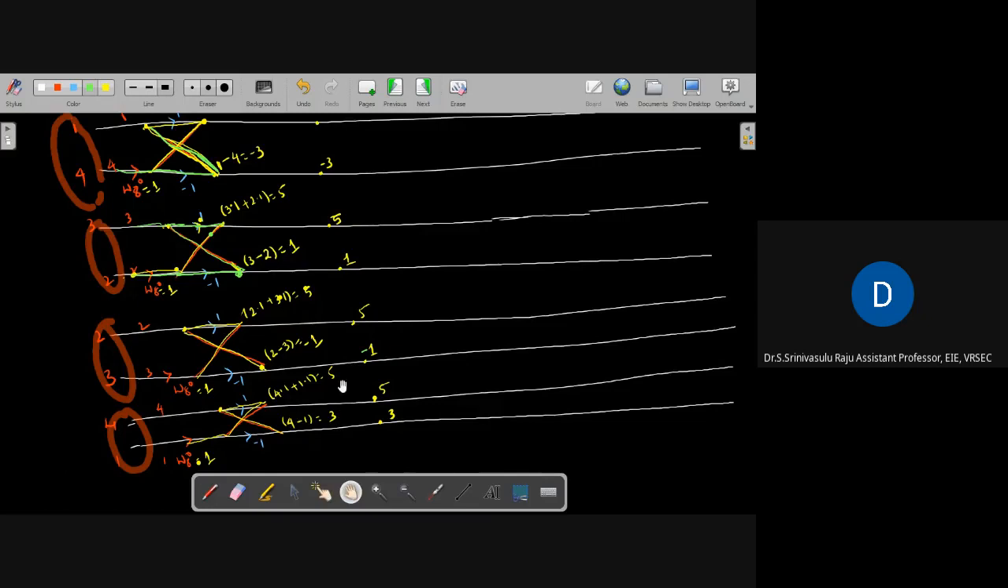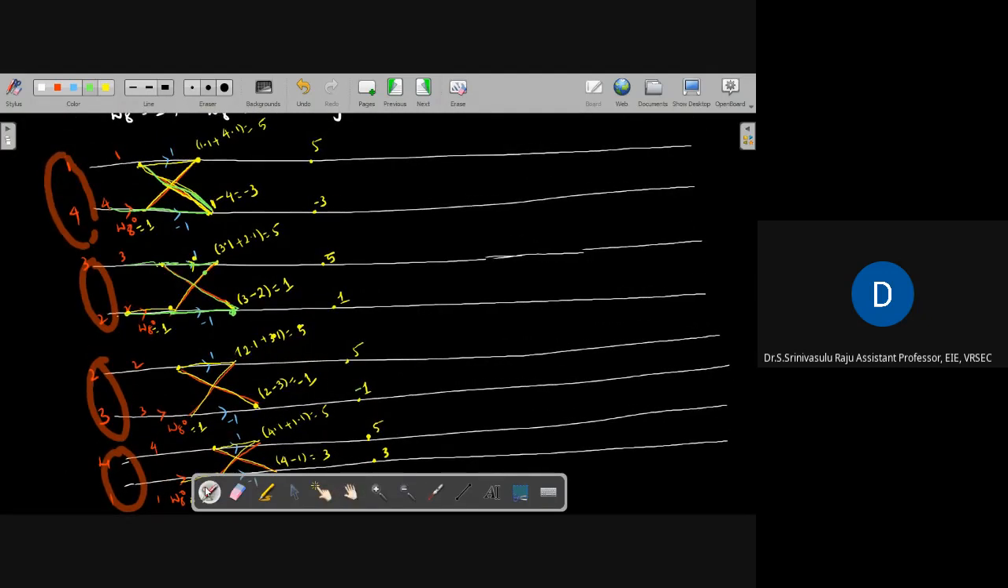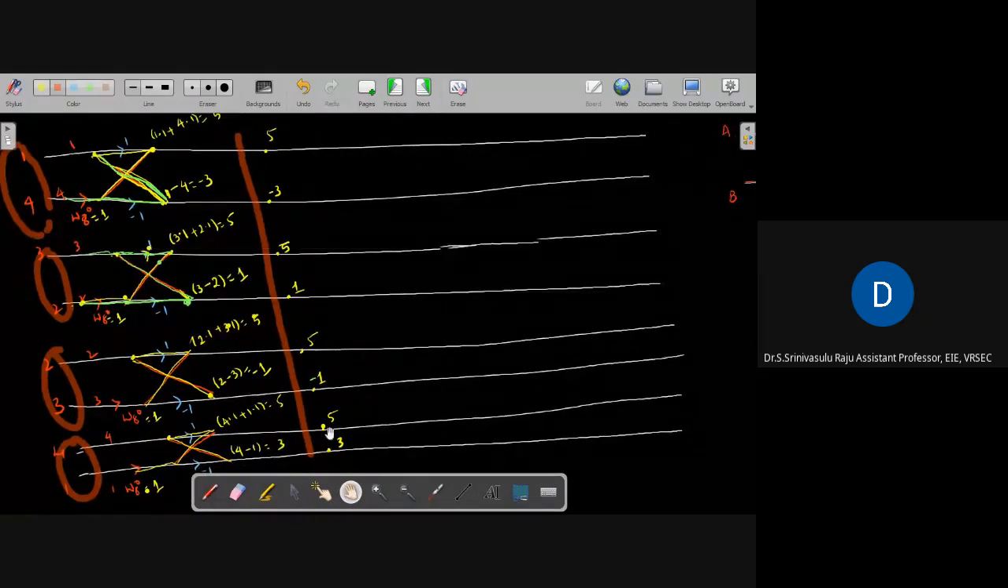Okay, so like this we have to find the response of stage 1. Okay, this is the response of stage 1. So I am just drawing some intermediate line. Okay, no need to draw this line. This belongs to stage 1. Okay, now what will happen now?